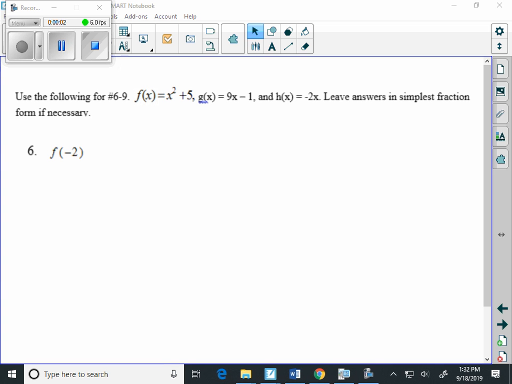Use the following functions for problems 6 through 9. f of x equals x squared plus 5. g of x equals 9x minus 1. And h of x equals negative 2x. Leave answers in simple fraction form if necessary.